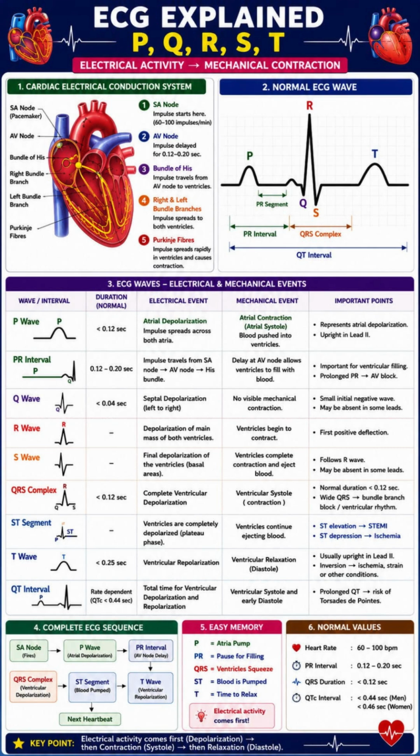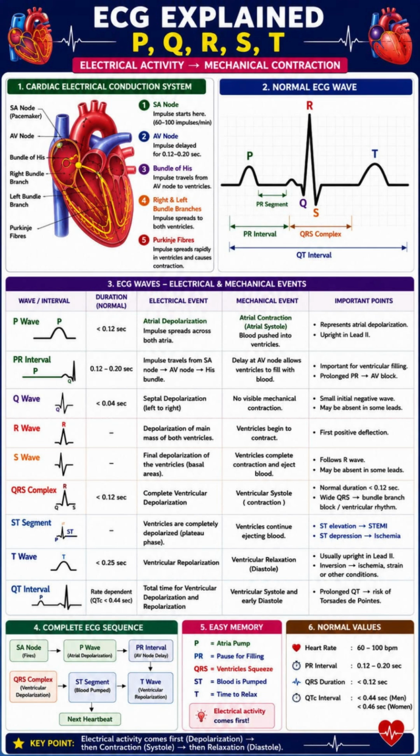Now, let's summarize the entire ECG sequence. The SA node fires first. The P wave represents atrial depolarization. The PR interval allows time for ventricular filling. The QRS complex represents ventricular depolarization and contraction. The ST segment shows the ventricles actively pumping blood. The T wave represents ventricular relaxation.